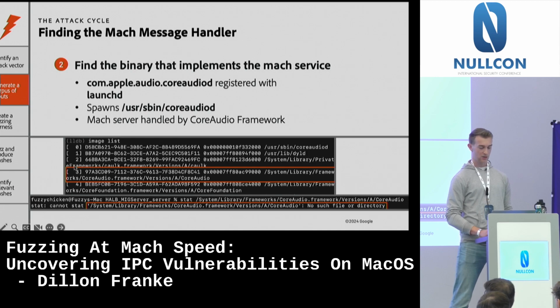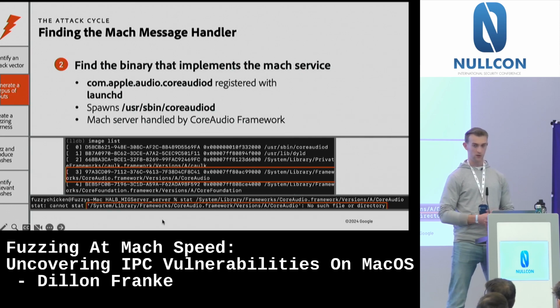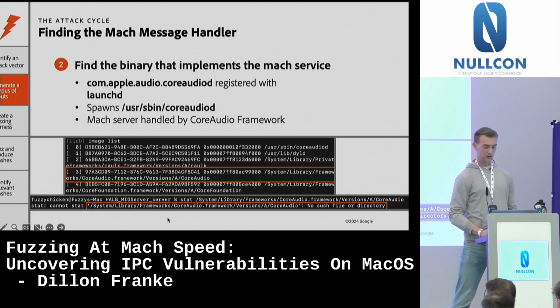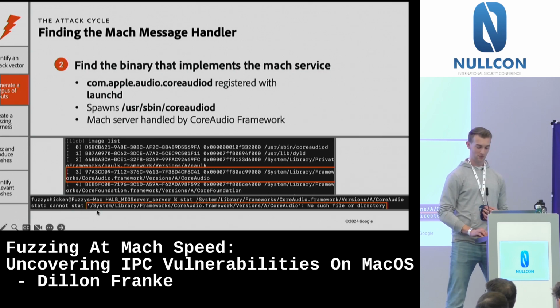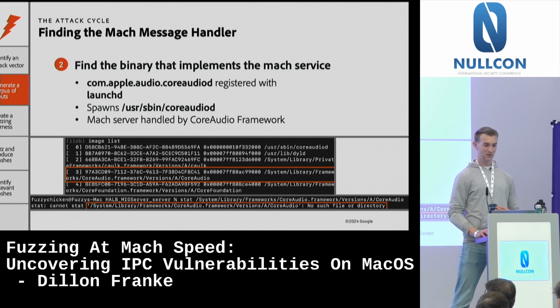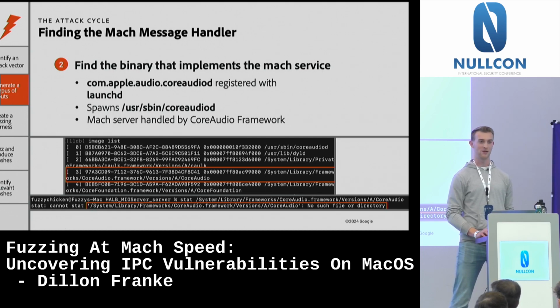So we attach to that coreaudiod binary, we do an image list, and we see this Core Audio framework. Now I'm like, great, I want to look at the Core Audio framework. Let's find this binary on disk. You see at the bottom here, though, we try to stat that. There's no such file or directory on the system. Definitely confusing if you're trying to perform reverse engineering and you can't find a binary that is supposedly loaded.